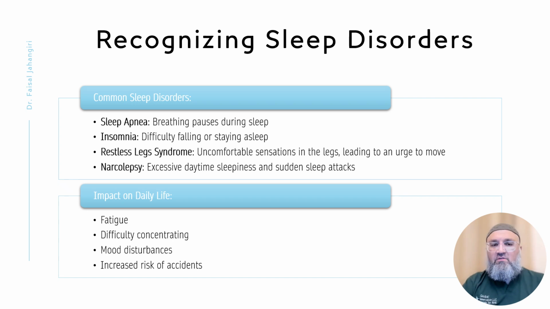So we are trying to recognize the sleep disorders by doing all these tests, and the common sleep disorders are sleep apnea, which is breathing being paused during sleep, and the second one is insomnia, which is difficulty falling or staying asleep. Then we also have restless leg syndrome, or RLS, which is an uncomfortable sensation in the leg leading to an urge to move. So suddenly a person can kick. Narcolepsy is excessive daytime sleepiness and sudden sleep attack.